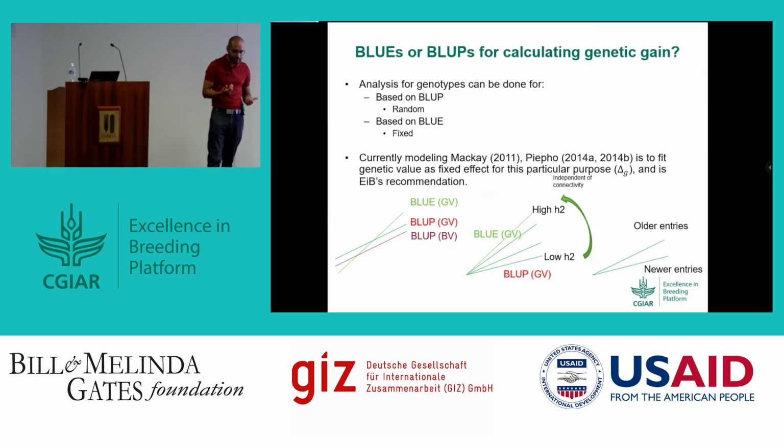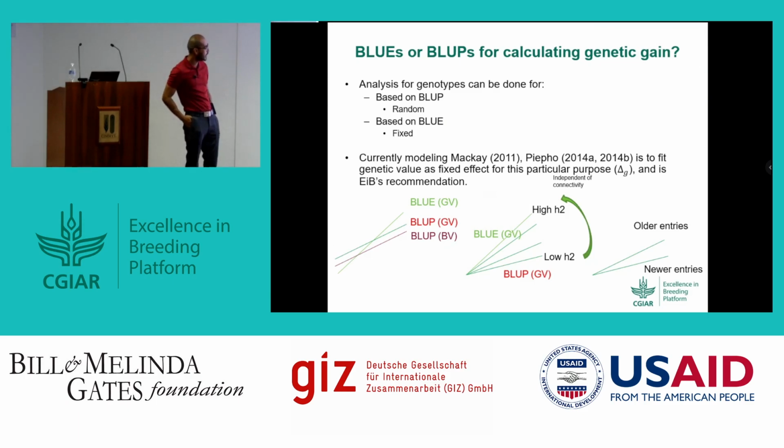So at that point, after the conversations with the biometricians, we said, okay, let's look at the methodologies that are currently used. And it turned out that the methodologies that McKay and Piepho were using at that moment for calculating realized genetic gain were actually considering the genotypes to be fixed.